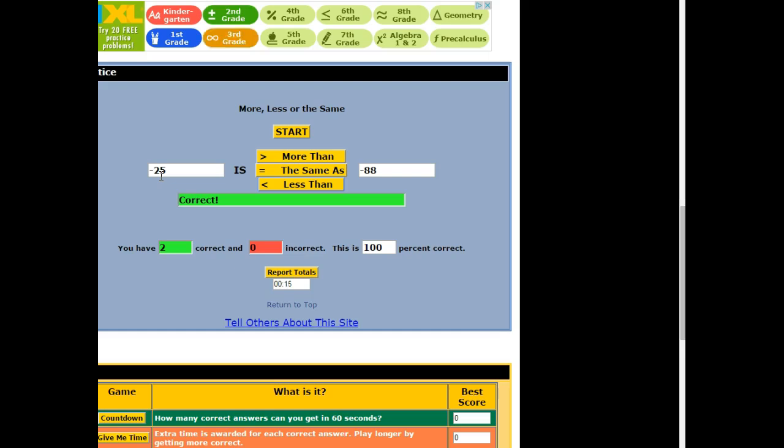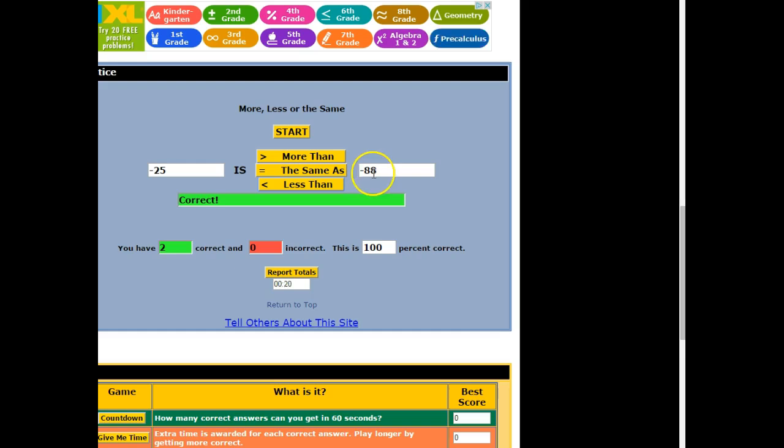No, -25 is actually more than. Okay, this is 25 away from 0, down. This is 88 away from 0, down. So -25 is more than -88. Okay, and you're going to go through. Okay, and I'll keep going.